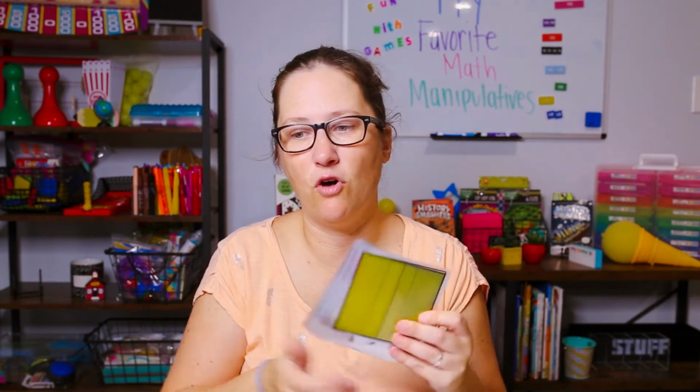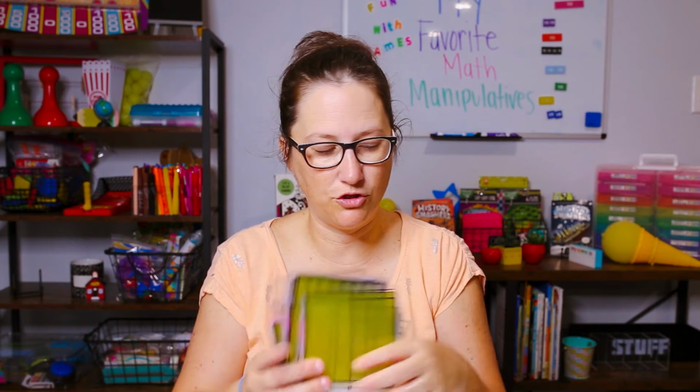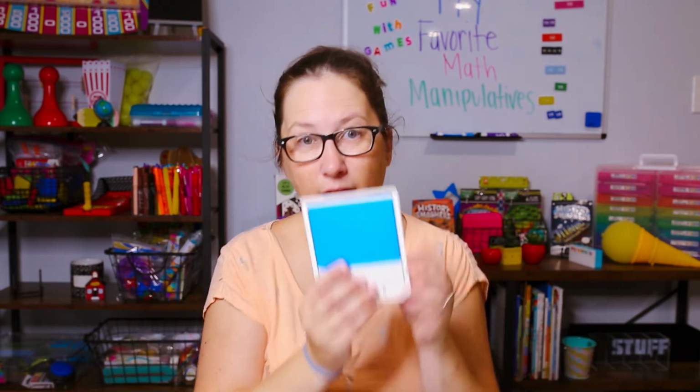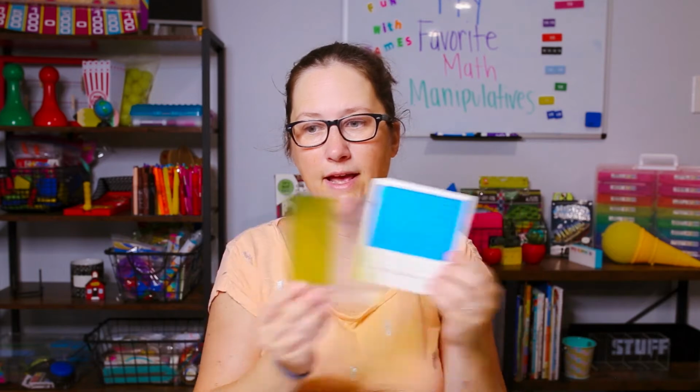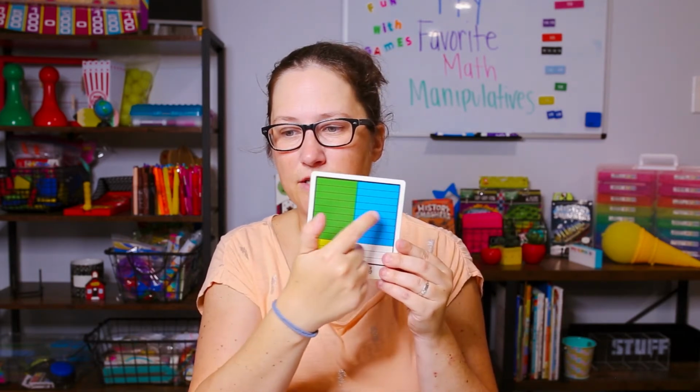The cool thing is they have all of these clear fraction pieces as well. These go all the way up to 12. So if you are going to multiply fractions, you can show students how 9/12 times 1/2, when you lay them on top of each other, you can see that the answer is the part that's green.